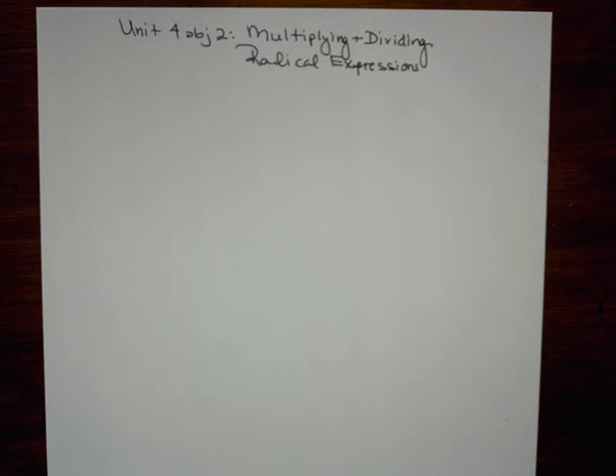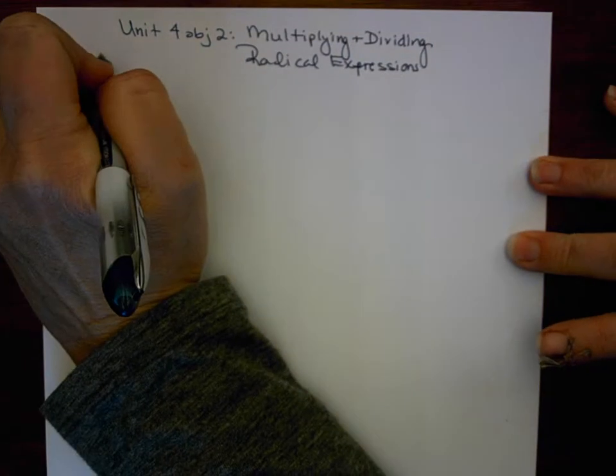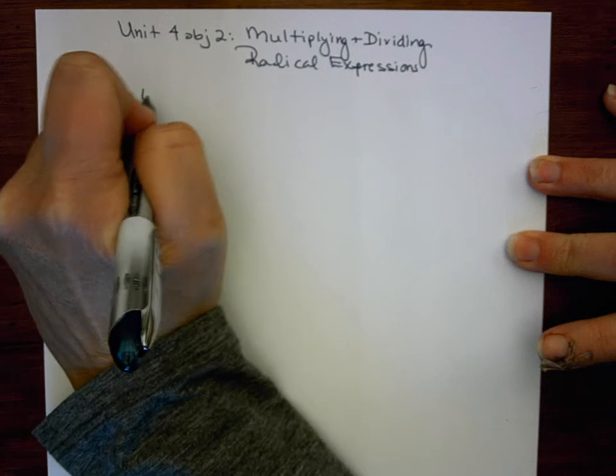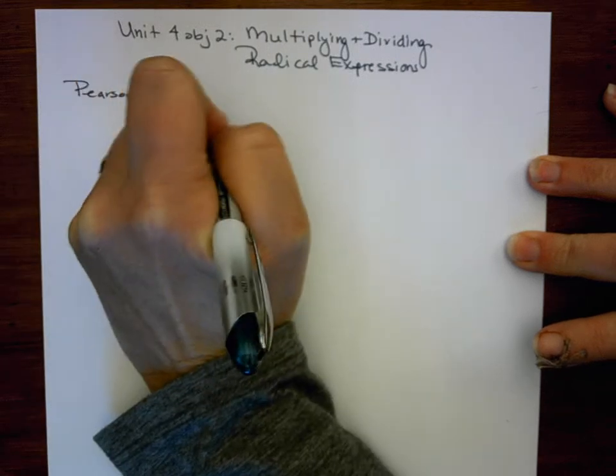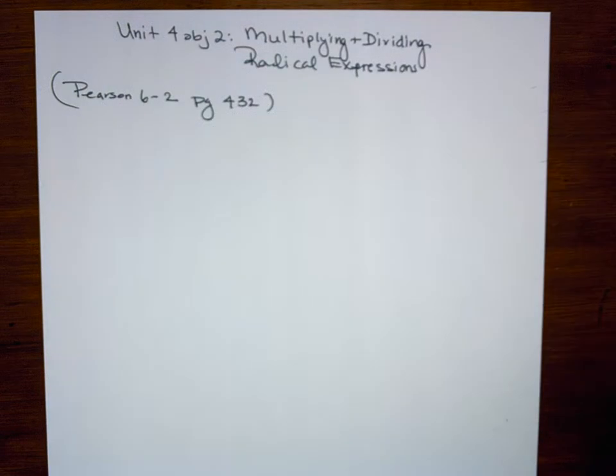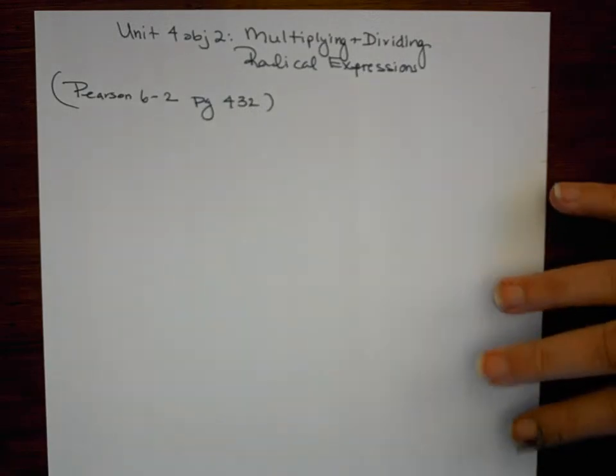Okay, so in the Pearson book, this is actually 6-2, which starts on page 432. So that's for reference, so when you look at your book, you can see that.